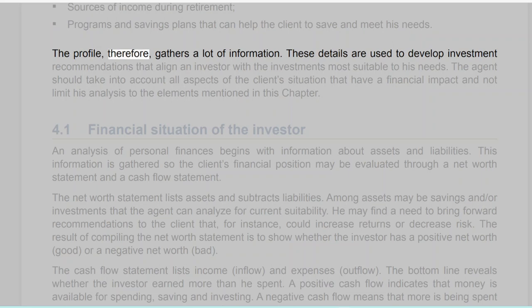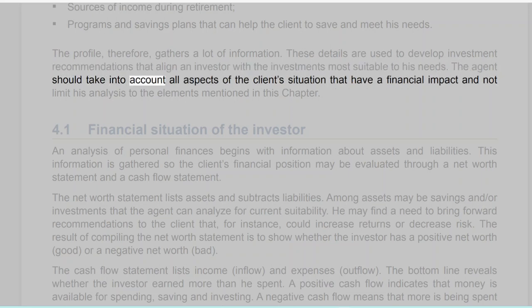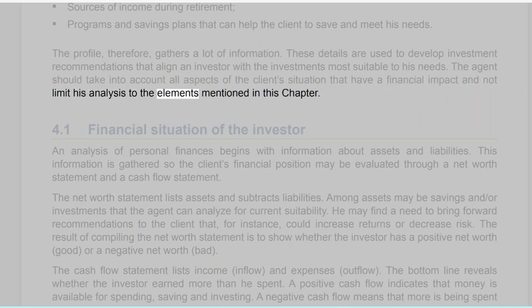The profile, therefore, gathers a lot of information. These details are used to develop investment recommendations that align an investor with the investments most suitable to his needs. The agent should take into account all aspects of the client's situation that have a financial impact and not limit his analysis to the elements mentioned in this chapter.